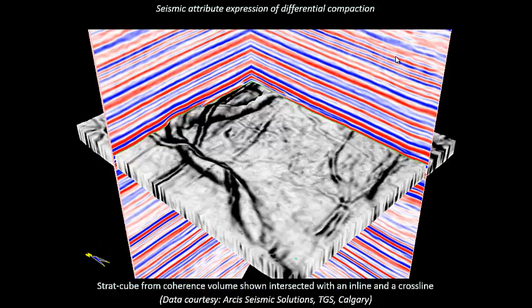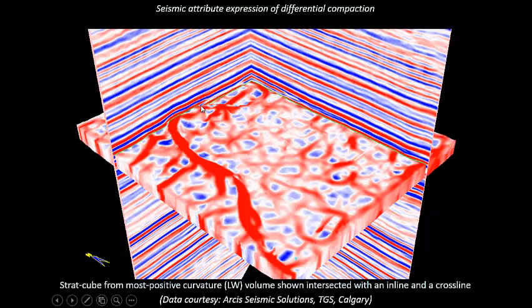So some more examples for your information. Again, a strat cube from the coherence showing us different crisscross of channels, and then what you see on the seismic data, that particular signature which I am indicating with my cursor. And positive curvature, long wavelength.